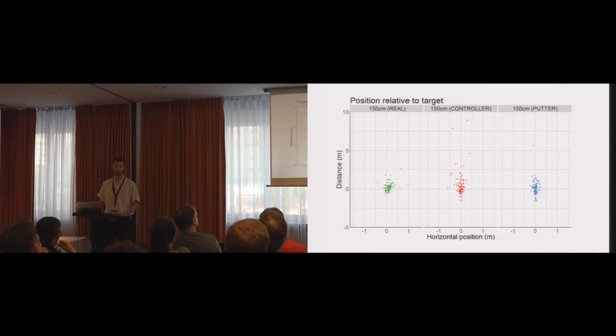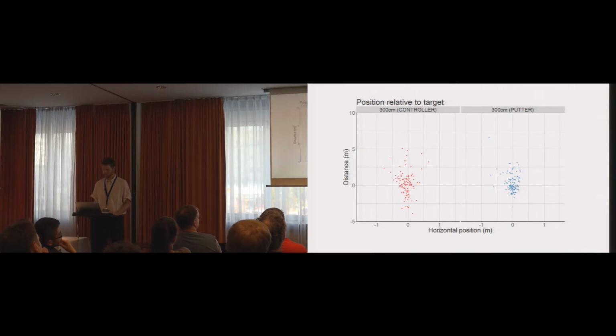This is because the angle of the shot was generally more accurate than the distance of the shot. Here's the same thing for the 300 centimeter distance. As you can see, again, the controller condition was a bit more spread out than the putter condition. And the same thing for the 600 centimeter distance.